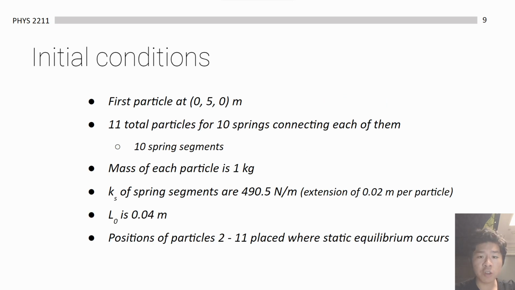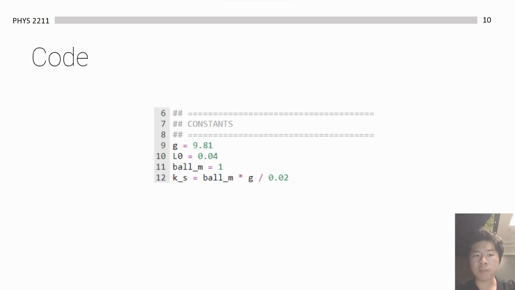So here are the initial conditions. I have the first particle placed at some point, with a total of 11 point particles for 10 springs connecting each of them, and I have the positions of each of the following particles placed where the static equilibrium would normally occur. For my code, I begin with some constants.